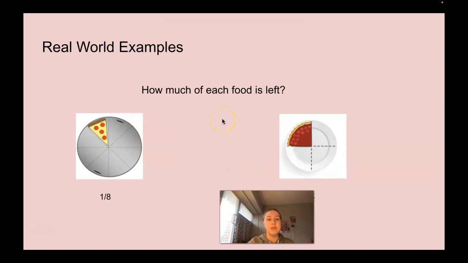And then another question that could be asked is, how much food is left? So in this case, we had 1, 2, 3, 4, 5, 6, 7, 8 pieces of pizza. That's where our denominator comes from. And we only have 1 left, so 1/8. With this pie, we had 1, 2, 3, 4 pieces, and only 1 piece is left, 1/4. So you'll see some of these, or you might have already seen them in your Splash Learn games that you guys have done.